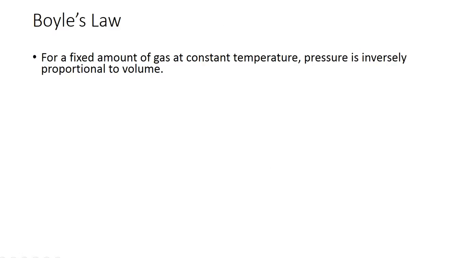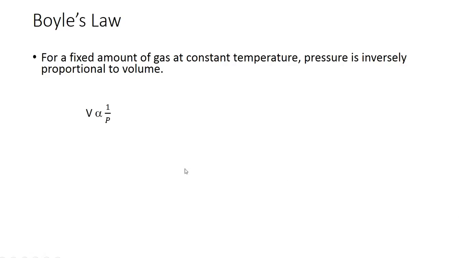So what is important in Boyle's law? A fixed amount of gas. It should be the same amount of gas at constant temperature. So two things should be fixed: the amount of gas and the temperature. Pressure is inversely proportional to volume.